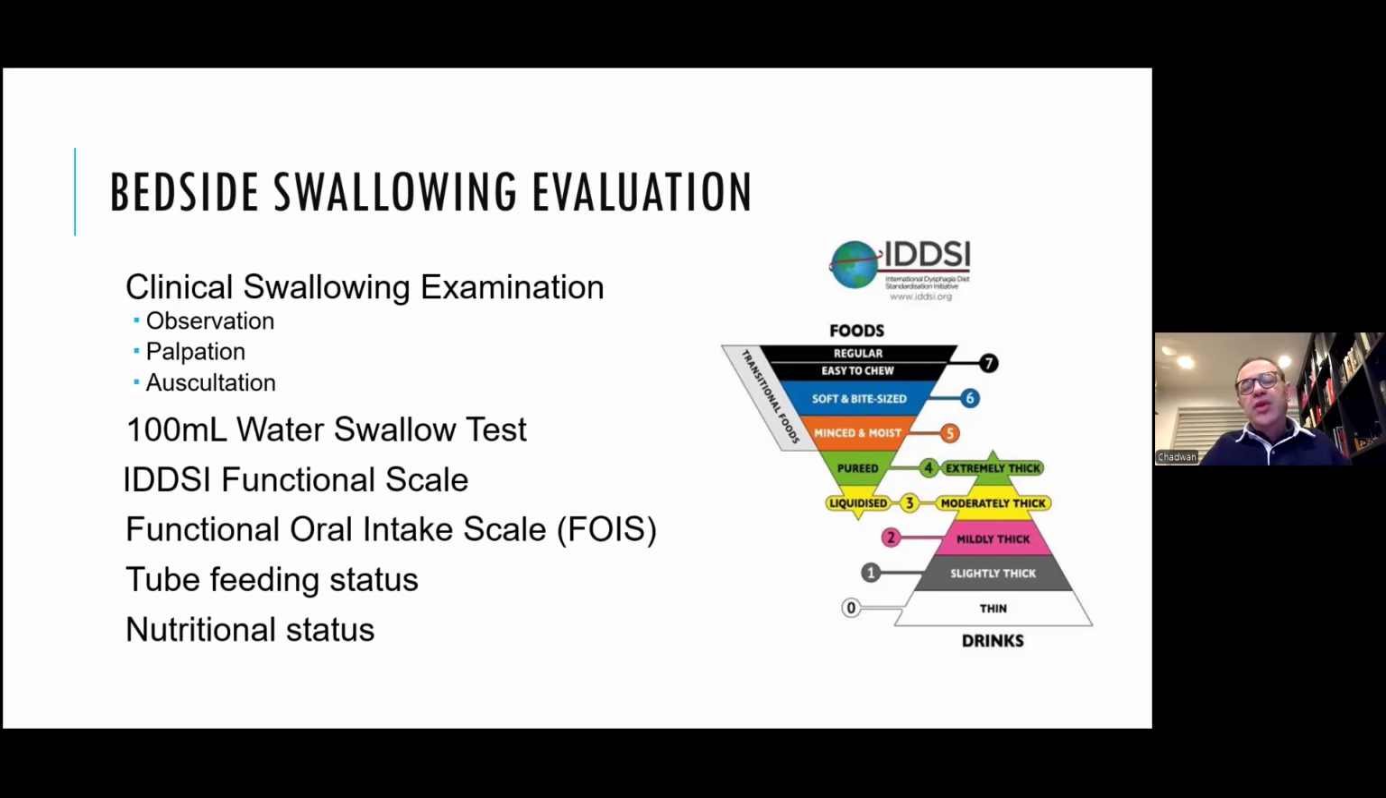You can stop at this, and you can get a very good idea of how the patient swallows. But if you want to do that in a more methodical way, if you want to compare before and after, if you want to compare different patients, and if you want to publish research, etc., you need a methodical system. And we use various different things. We look at the 100 ml water swallow test, and I will talk about that later. The functional scale, the voice scale, and then you need to document the patient's tube feeding and their nutritional status, which is very, very important as well.